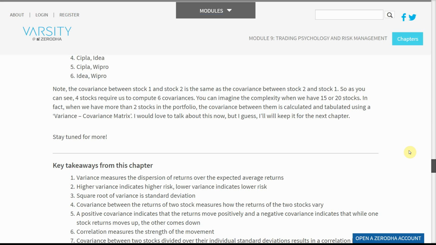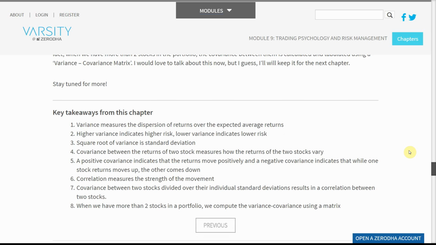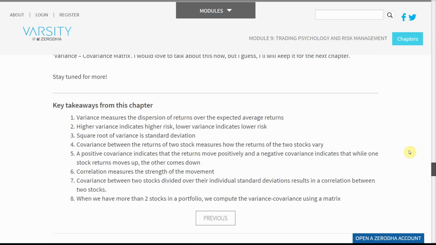In fact, when we have more than 2 stocks in the portfolio, the covariance between them is calculated and tabulated using a variance covariance matrix. I would love to talk about this now, but I guess I will keep it for the next chapter. Stay tuned for more.